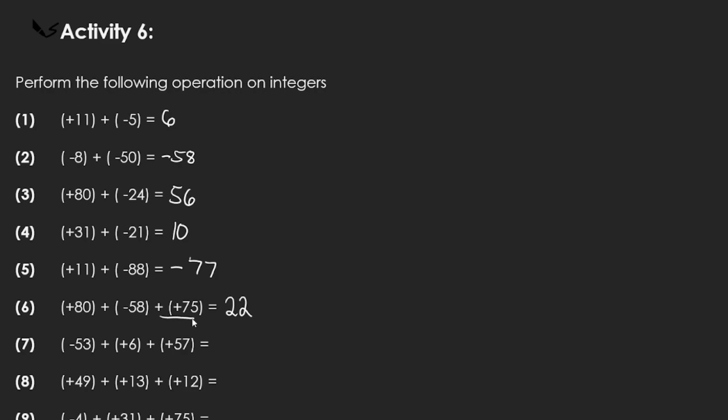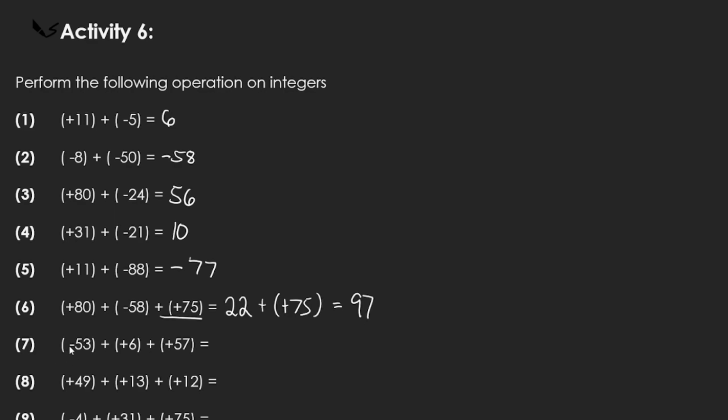And let's just copy this section. Positive 22 plus positive 75. Same signs. We will simply add. Positive plus positive would give you positive. And 22 plus 75 is 97.